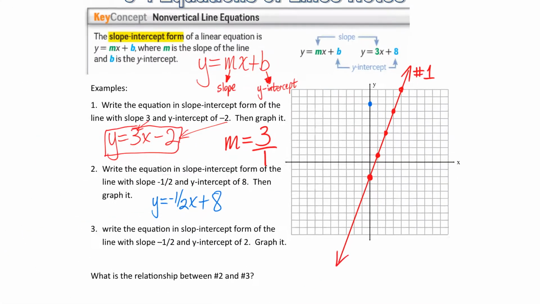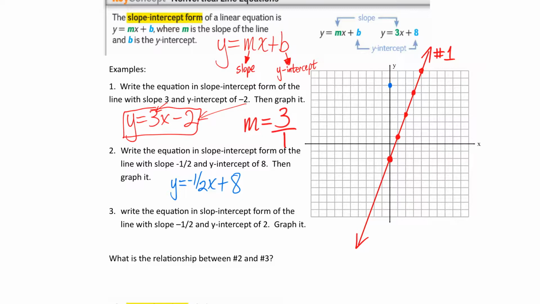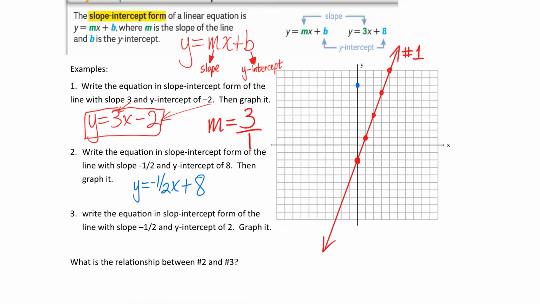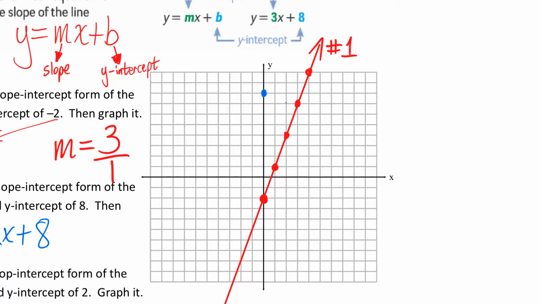Now, how am I going to find some more points on this line? I'm going to use the slope. What's the slope? -1 over 2. So what is -1/2 going to do? Down 1, right 2. So I'm going to go down 1, right 2. And then I'm just going to keep doing that over and over again to get some more points. Down 1 over 2, down 1 over 2, down 1 over 2, down 1 over 2. So I should get something like that.